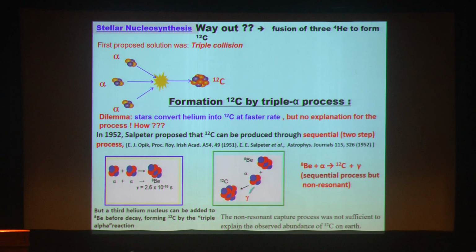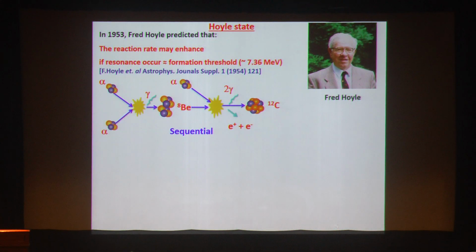So this is a non-resonant sequential process. The non-resonant capture process was not sufficient to explain the observed abundance of carbon on the Earth. So Fred Hoyle predicted that the reaction rate may be enhanced if a resonance occurs at the formation threshold of alpha plus beryllium 8.